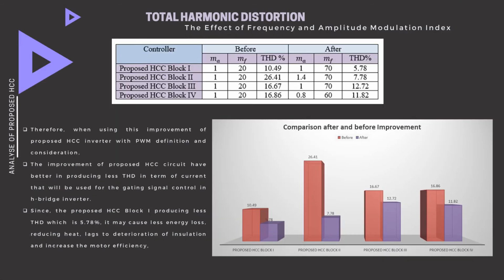Therefore, for the summary of the total harmonic distortion, based on the graph and table, when using the improvement of the proposed HCC with PWM definition and consideration, the improved proposed HCC circuit is better at producing less THD in terms of current that will be used for the gating signal control in the H-bridge inverter. Since the proposed HCC block 1 produces less THD, which is 5.78% compared to before improvement, which is 10.49%, it may cause less energy loss, reduce heat that leads to deterioration of insulation, and increase the motor efficiency.